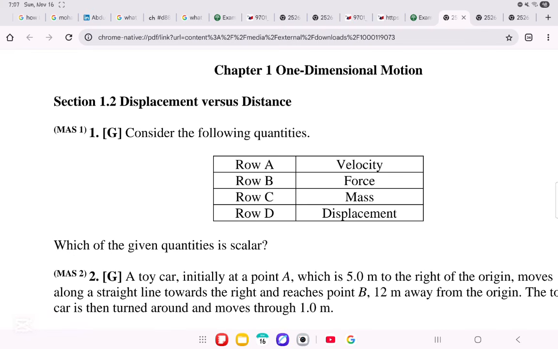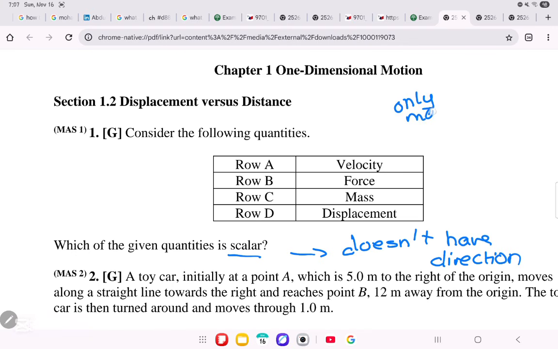So section 1.2, displacement versus distance. Consider the following quantities. Which of the given quantities is scalar? What do they mean by a scalar quantity? When they say a scalar quantity, they mean something that does not have a direction. Only a magnitude. Only what? Only a magnitude.